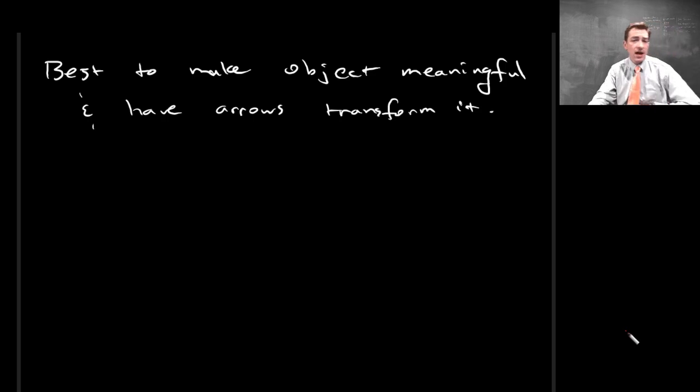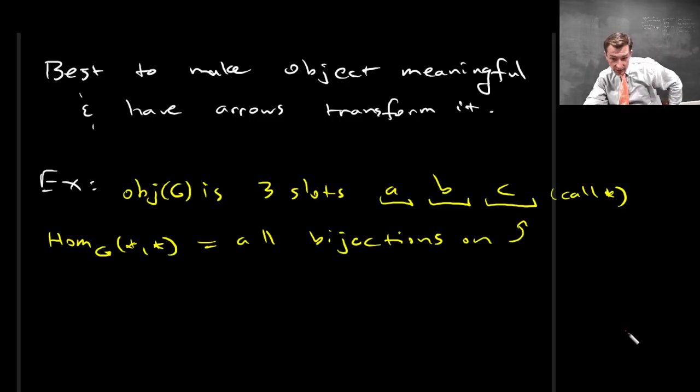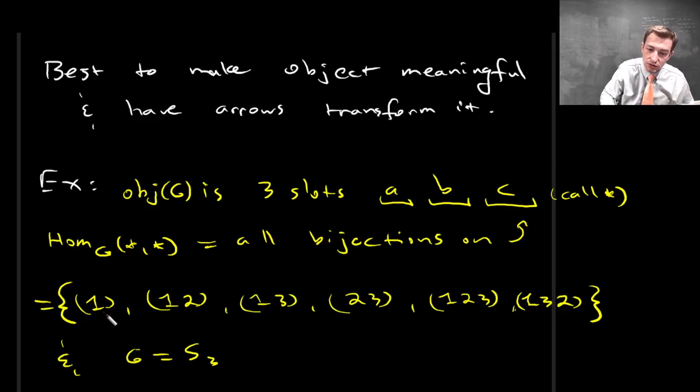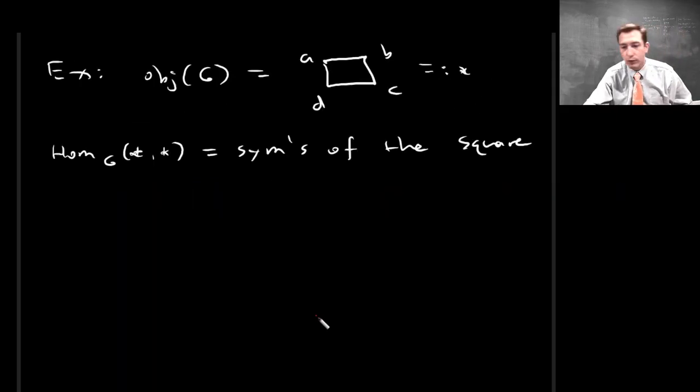It is best to think of the object as being meaningful and the arrows as transformations of it. To give an example, we could have the objects of G be three different slots, A, B, C, and the hom set be all the bijections on this. In permutation notation, there's the identity, swapping 1 and 2, swapping 1 and 3, swapping 2 and 3, cycling through 1, 2, 3, and cycling through 1, 3, 2. The group is then the permutations on three letters, or three objects.